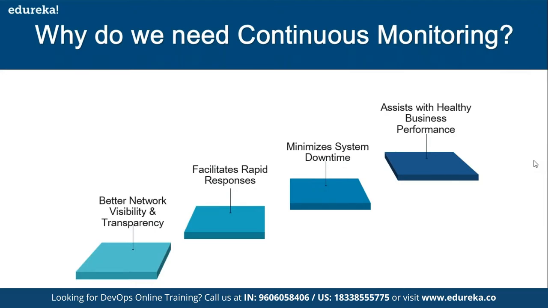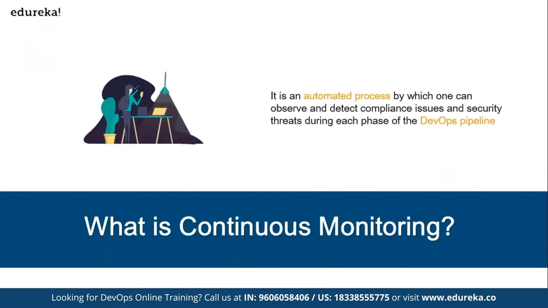So now that we know why we need continuous monitoring, let's understand what is continuous monitoring. Continuous monitoring is also sometimes referred to as continuous control monitoring, which is an automated process by which DevOps or any other personnel can observe and detect compliance issues and security threats during each phase of the DevOps pipeline. Let me repeat this. It is an automated process by which one can observe and detect compliance issues and security threats during each phase of the pipeline.